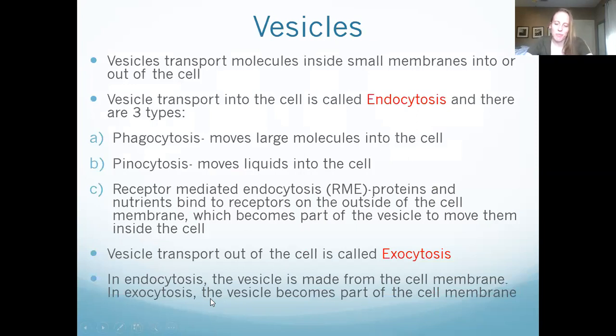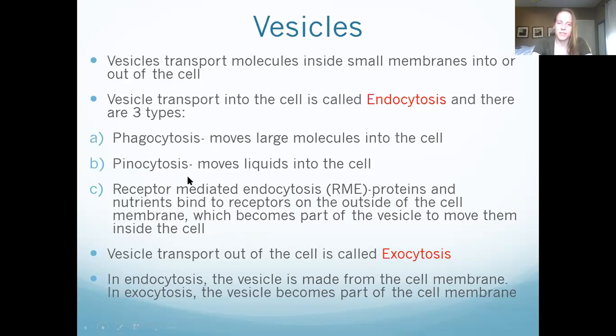And then the last type of active transport is transport involving vesicles. So vesicles are small membranes that stuff can be packaged inside of. This can either move things into the cell or out of the cell. If vesicles are moving molecules into the cell, it's called endocytosis. If vesicles are moving things out of the cell, it's called exocytosis.